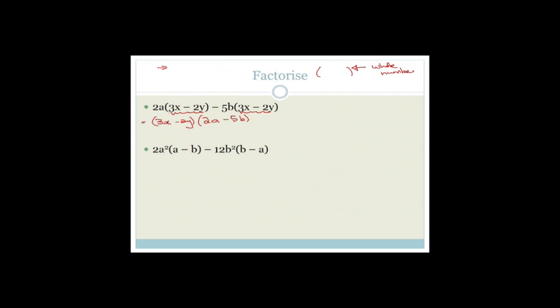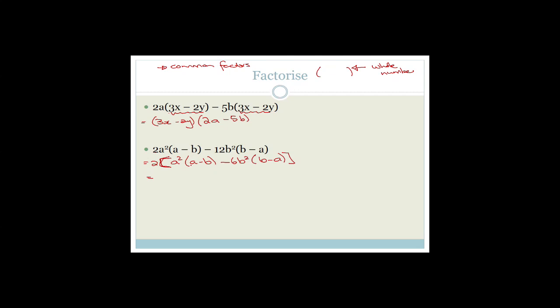Remember, the very first thing you always look for are common factors. Do you agree here's a 2 and here's a 12? So what could I take out? I could take out a 2, which would be a common factor. So let's take out 2. And then what are we left with? I'm going to put a big bracket here. I'm left with a squared, a minus b, minus 2 goes into 12 six times, so it's 6b squared, b minus a. Okay, cool.